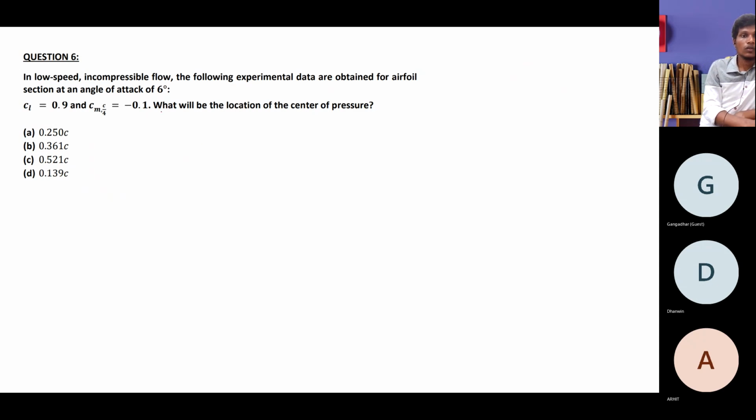The given data are CL equals 0.9 and CM about c/4 equals minus 0.1, and the given angle of attack alpha equals 6 degrees for this particular question. Whether we need to use it or not, we can see later. From the given data, we can calculate the moment about the leading edge for this case. You know that the lift coefficient can be placed at any point along the chord.